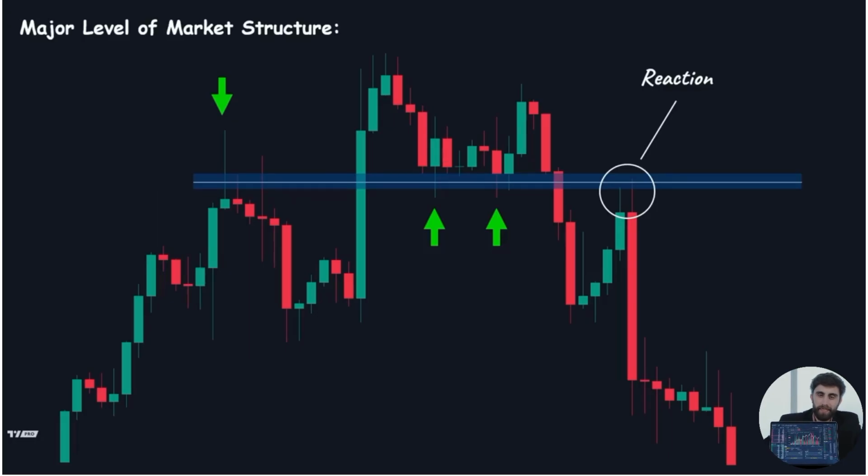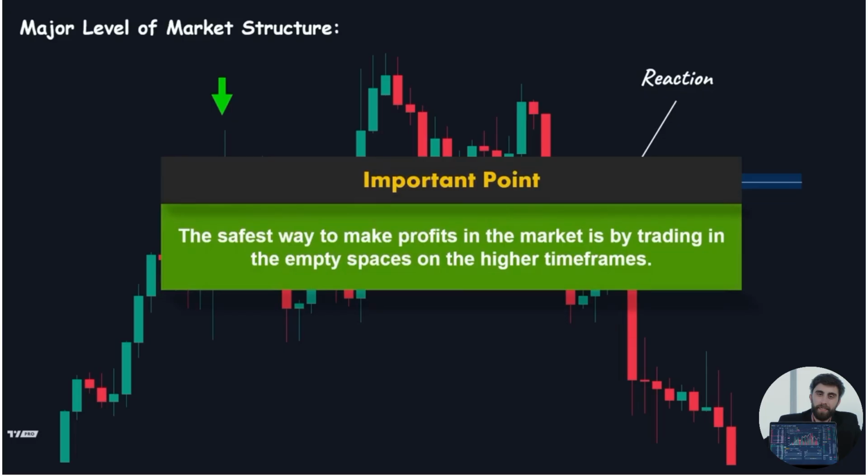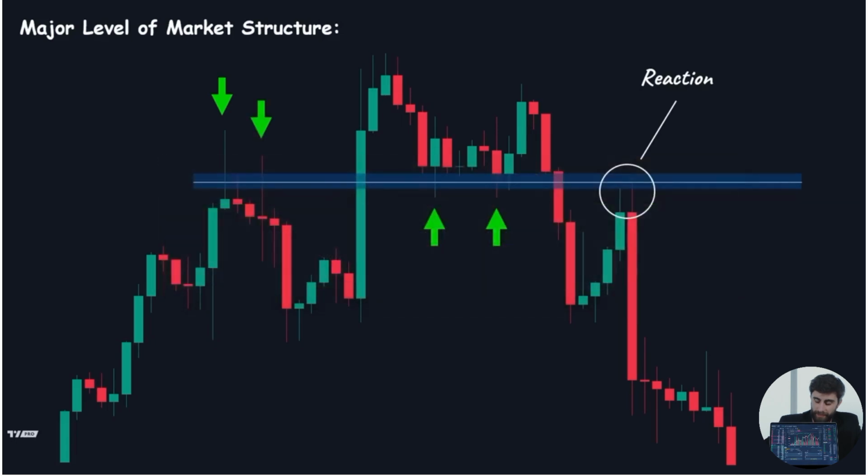By marking key levels on the higher time frames, we can determine how much space we have before reaching the next level. Now, here's an important point. The safest way to make profits in the market is by trading in the empty spaces on the higher time frames. The reason is that most price manipulations occur around key levels.